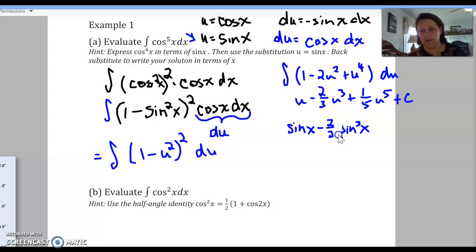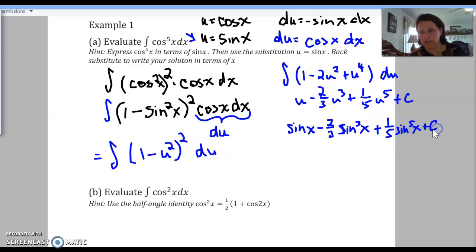Not that it really matters. I just think it looks cleaner without it. Sine cubed x, and then what were we? Plus 1/5 sine to the fifth x plus c. And then that's our final answer.